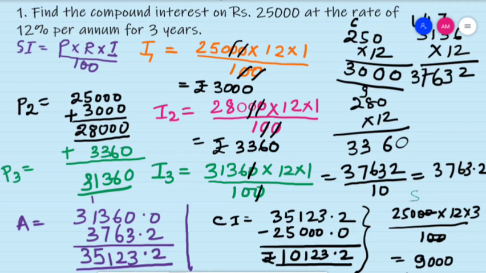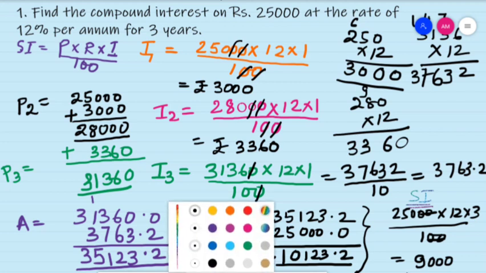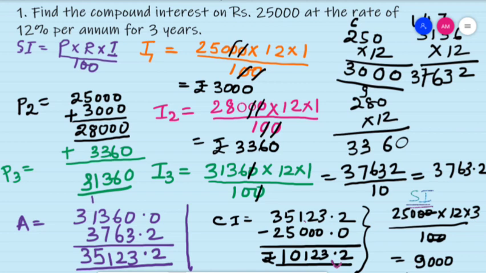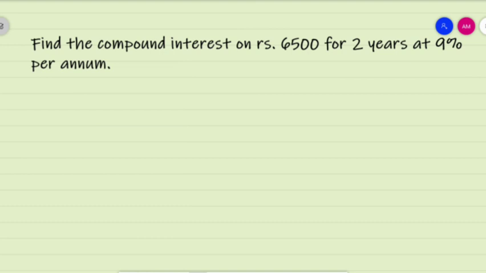But since he has given it for compound interest, he is earning more amount. How much amount? 10,123.2. So compound interest is one of the methods by which a person can earn more money as compared to simple interest. Yes children, let us move towards the next question.